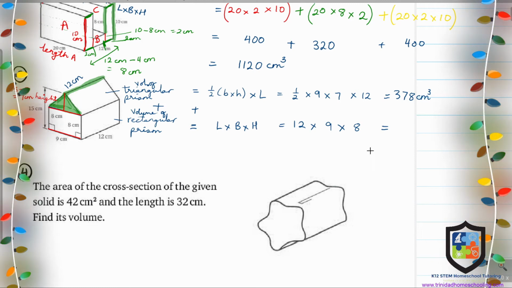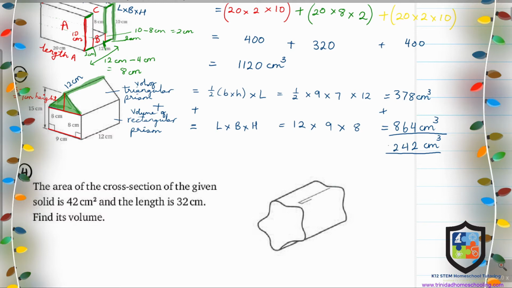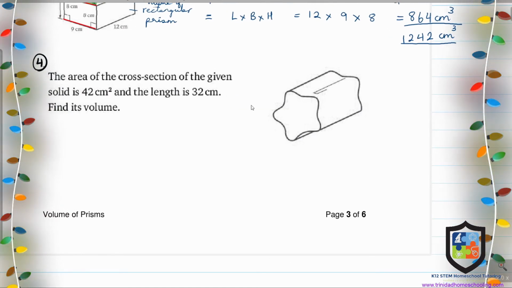Right, and that is going to be 864 centimeters cubed, and we need to add the 2, and our answer will be in centimeters cubed because we're finding volume. 1242 centimeters cubed as our volume. Okay, so let's look at number 4.